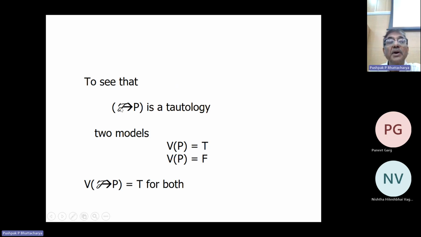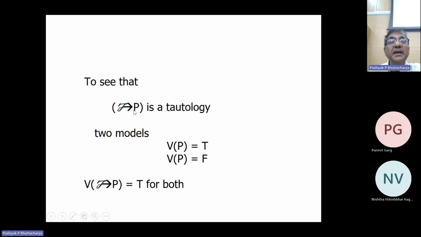There are two models for this formula, Gothic F implies P: VP is true and VF is F. In both cases, the value of Gothic F implies P is true. This you can easily see. Since the valuation of the left-hand side is always false, any implication formula where the left-hand side is false necessarily has to be true. So this is an important point.